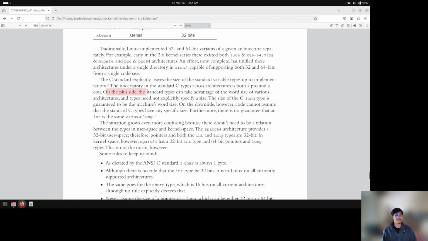On the plus side, the standard types can take advantage of the word size of various architectures, and the types need not explicitly specify a size. The size of the C long type is guaranteed to be the machine's word size. On the downside, however, code cannot assume that the standard C types have any specific size. Furthermore, there is no guarantee that an int is the same size as a long. Oops.